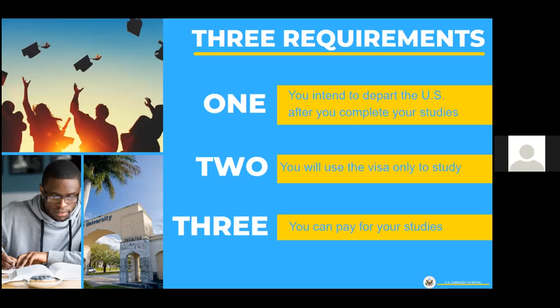So again, the 3 requirements that we're really looking for in a student is, do you intend to depart the United States after you complete your studies? Are you going to use the visa only to study? And can you pay for your studies?